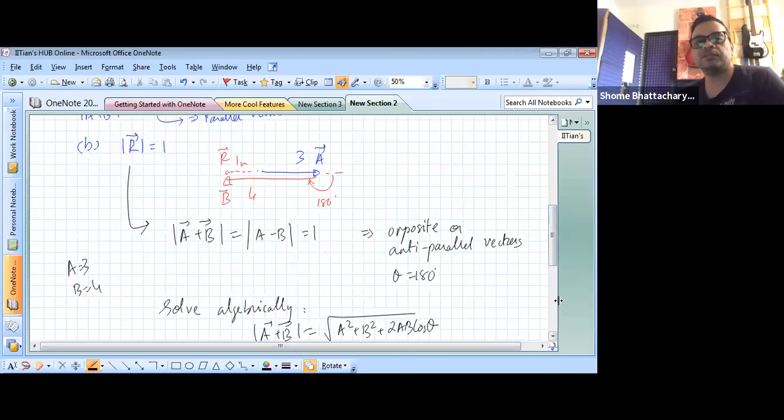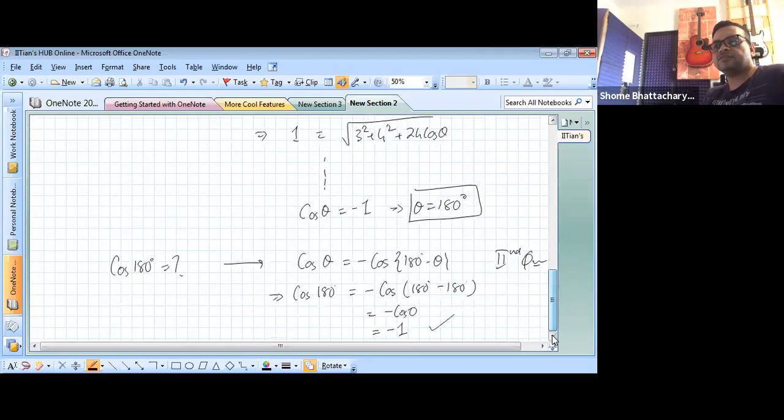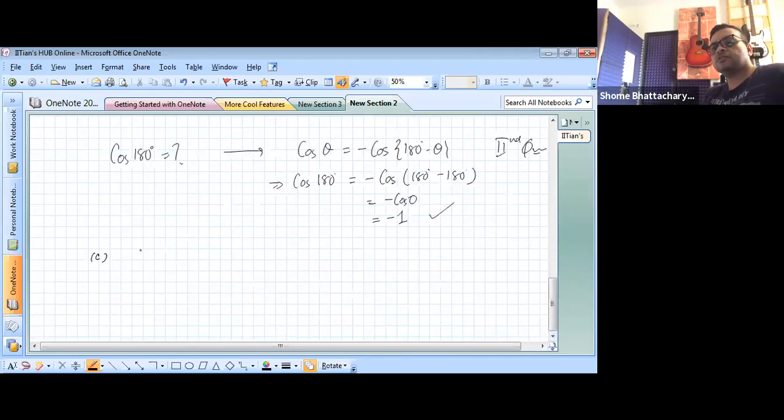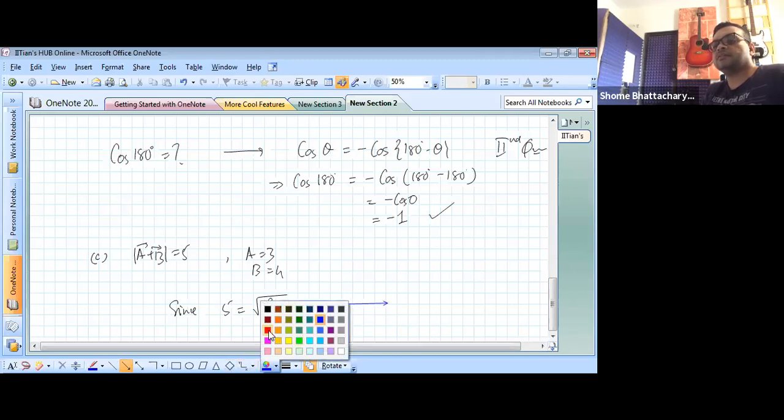Now moving on to the third part, where the resultant is of magnitude 5. So for the C part, you have to solve for the situation where the resultant is 5. Yes, Anmol, that is correct. Resultant is 5 means that magnitude of A plus B is 5 and mod A is 3, mod B is 4. So one way to understand that, since 5 is equal to square root of 3 square plus 4 square, that means that you are dealing with the right angle triangle. Immediately you understand that you are dealing with the right angle triangle.